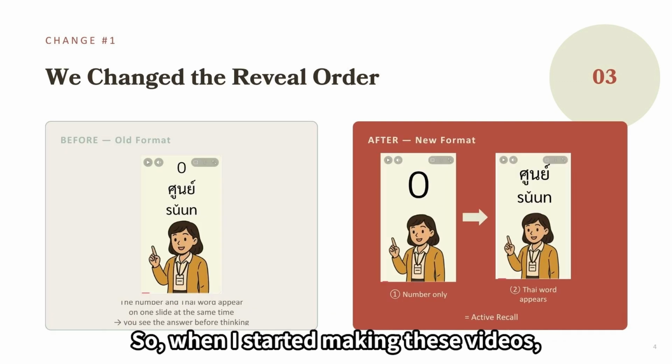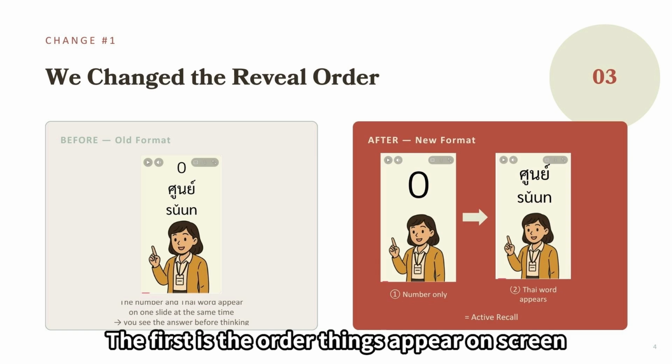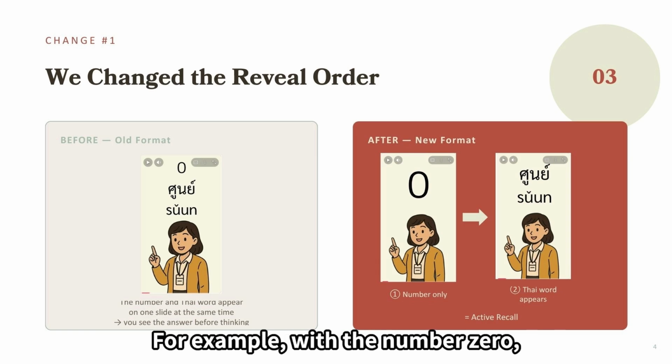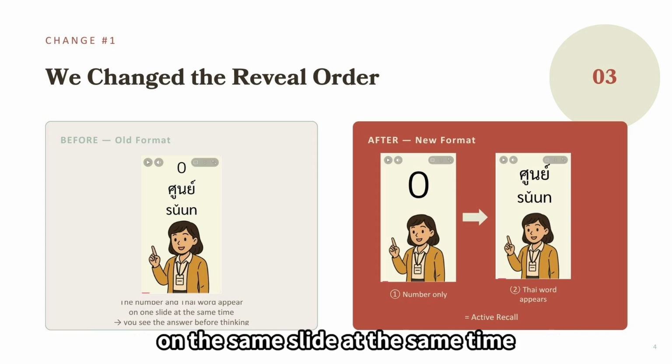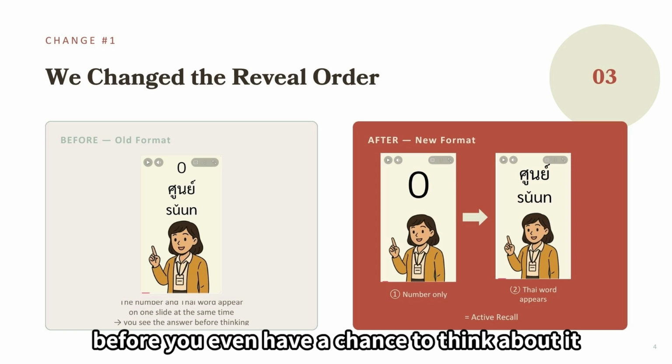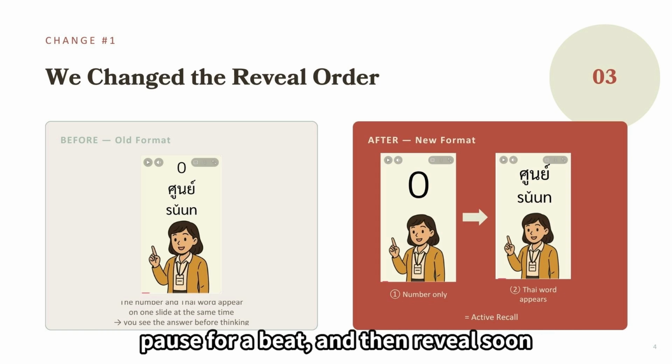So when I started making these videos, I made two key changes. The first is the order things appear on screen. For example, with the number 0, before, I'd show the number and the Thai word on the same slide at the same time. But that means you see the answer before you even have a chance to think about it. So now I show 0 by itself first, pause for a beat, and then reveal the Thai word.